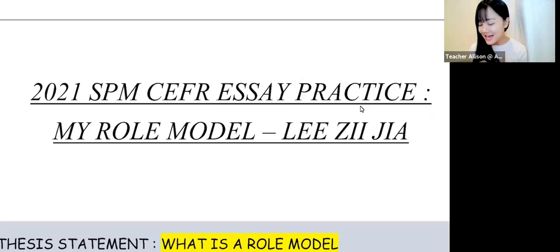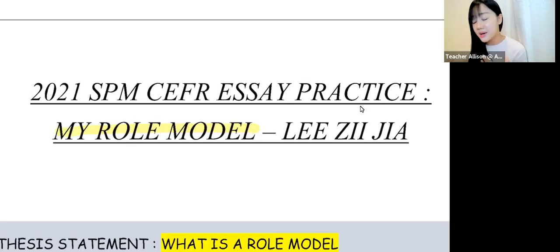Practice, as you can see. For today's lesson, we will be doing a revision on my role model, Lee Zii Jia. The reason I want you to practice this topic is that "my role model" is quite a famous topic within the SPM syllabus, and it is very important for everyone to find a role model in life. With the hot issue of the Olympics recently, we can see that our Malaysian athletes have done an outstanding job to bring pride to Malaysia.